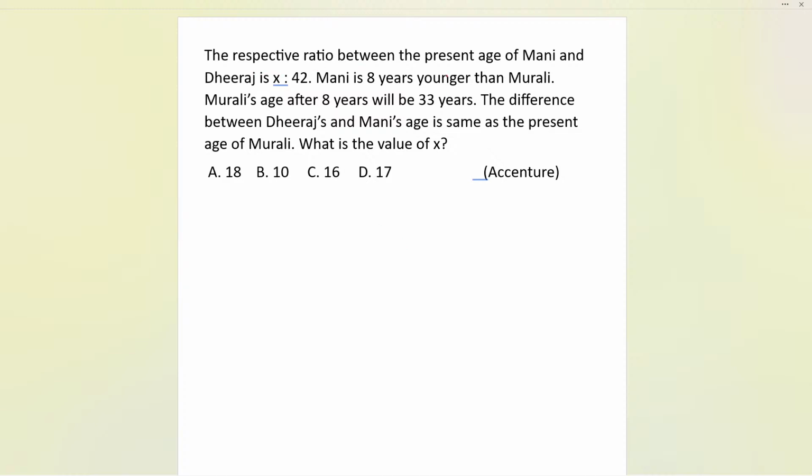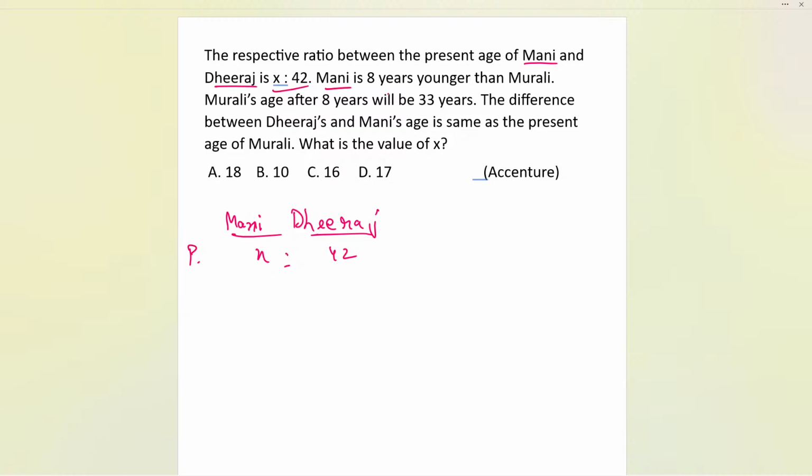The respective ratio between the present ages of Money and Dheeraj. We have Money over here, we have Dheeraj over here. Let us consider them as friends, and they have the ratio of present age, X to 42 over here.